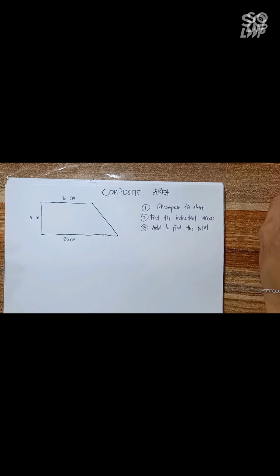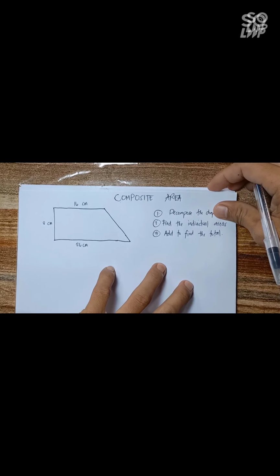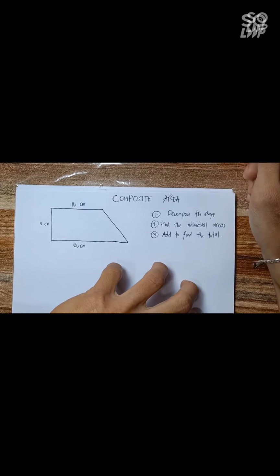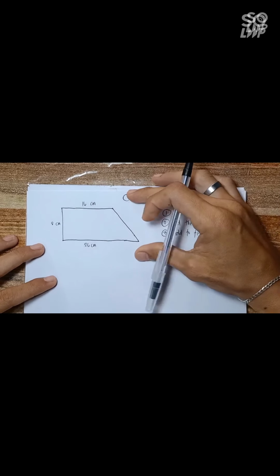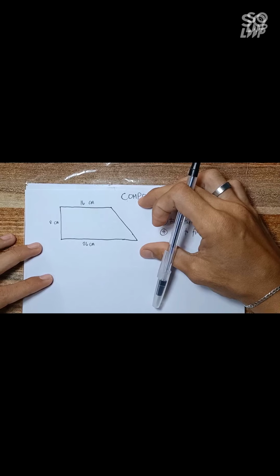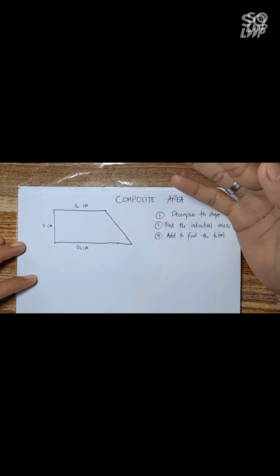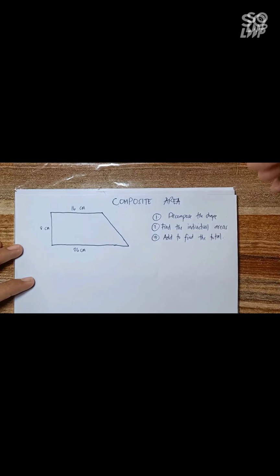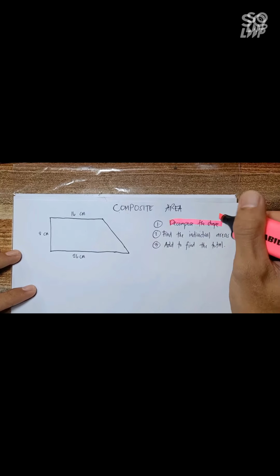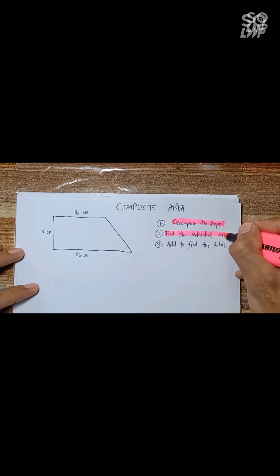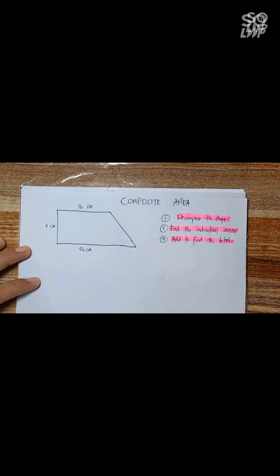Hey guys, I'm Sherwin Razon, and our topic for today is all about composite area. Magta-tagalog lang tayo ngayon guys, para mas maintindihan natin. Ito yung sketch sa composite figure. Then, i-find natin yung area niya. May tatlong step lang tayo. First step is to decompose the shape. Second, find the individual areas. And the third is add to find the total.